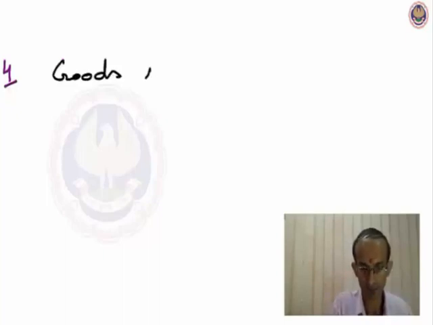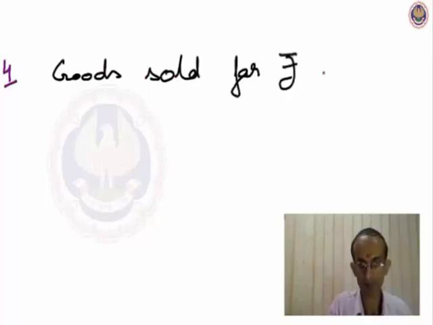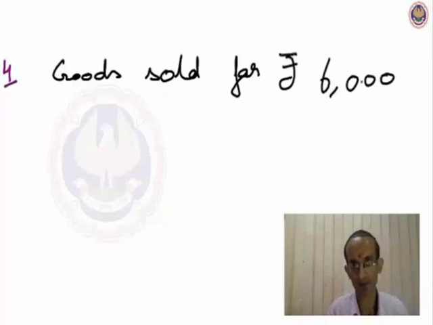Let us see the fourth transaction, which is done on December 8. He sold goods for cash rupees 6,000. When we sell the goods, sales is a nominal account because goods refers to those items which are purchased for the purpose of sale. So when the goods are sold, it is revenue for the business. When revenue increases, it is always credited.